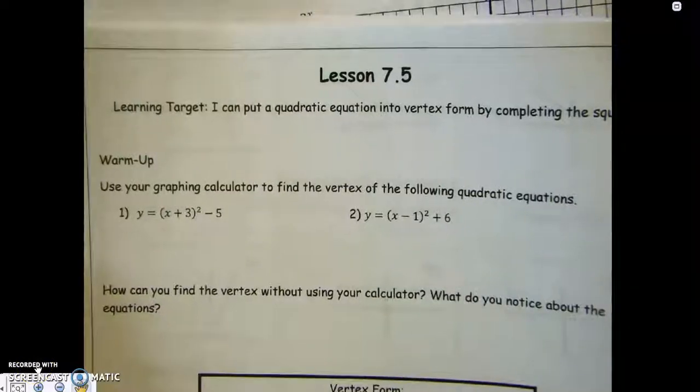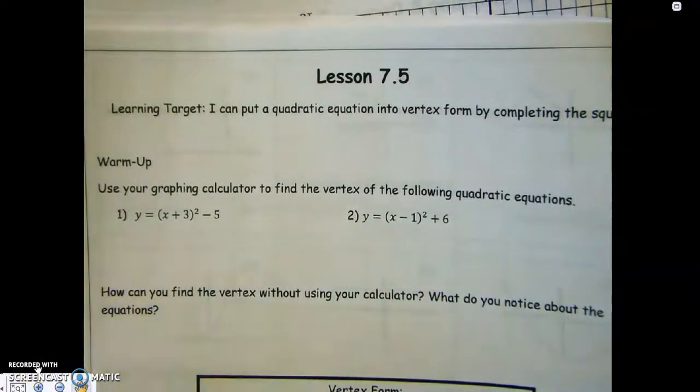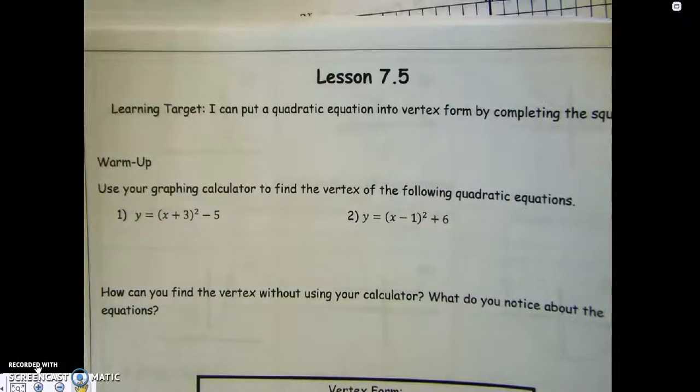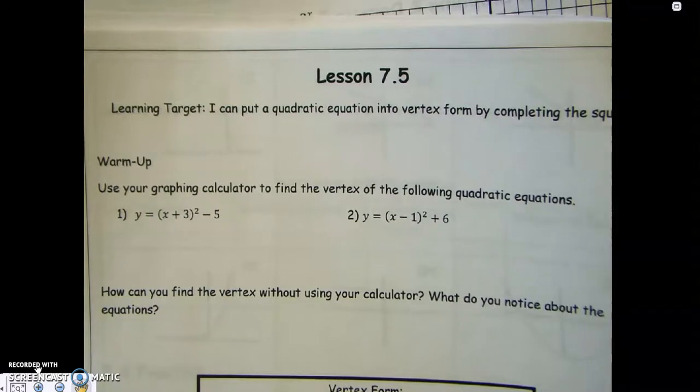So in this lesson, we are going to learn how to put a quadratic equation into vertex form. And so the learning target is I can put a quadratic equation into vertex form by completing the square. So we're going to kind of review the completing the square process, and that's how we're going to use that to put our equations into vertex form.